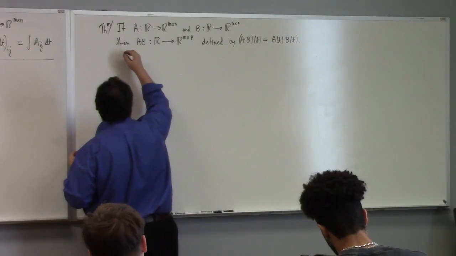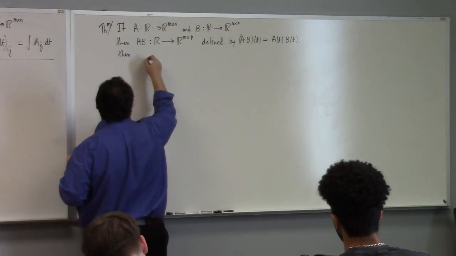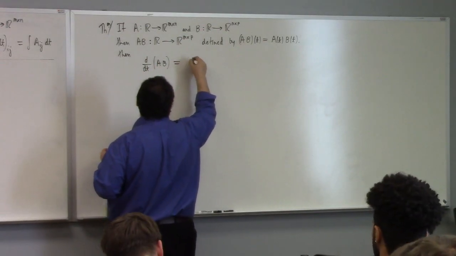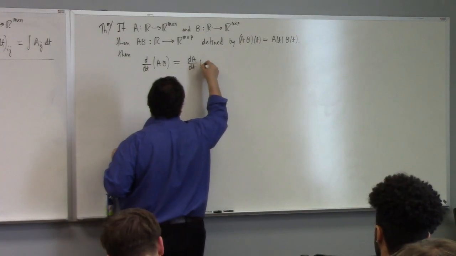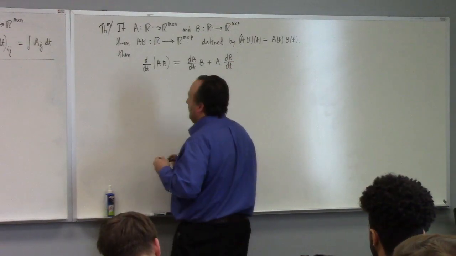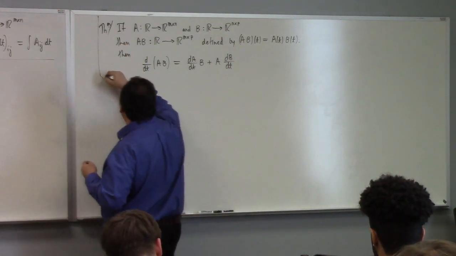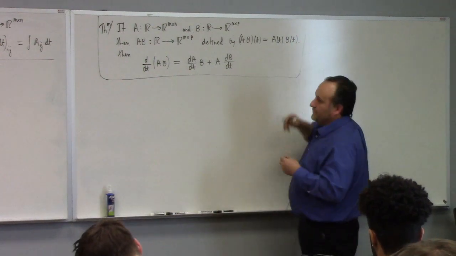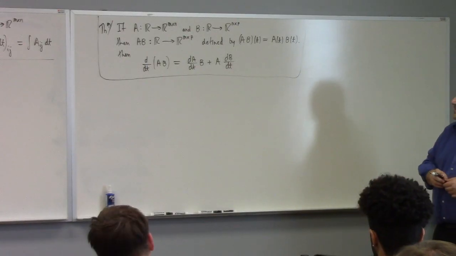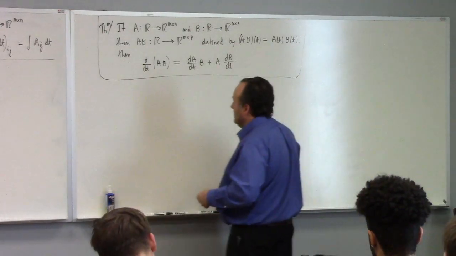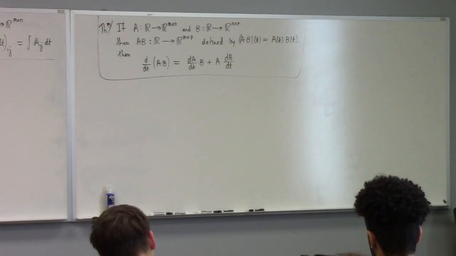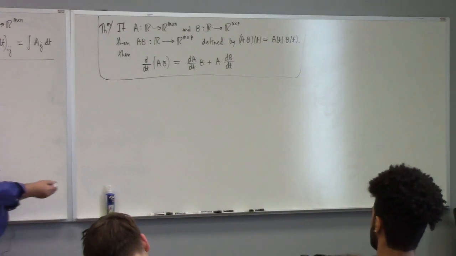So then here's the actual interesting part. The derivative with respect to time of AB is equal to dA/dt times B plus A times dB/dt. And notice that the order matters because these are matrix multiplications, so they're not commutative. So how should we prove this? Well, we know the definition of matrix multiplication, right? So we can prove this. It's not a big deal.